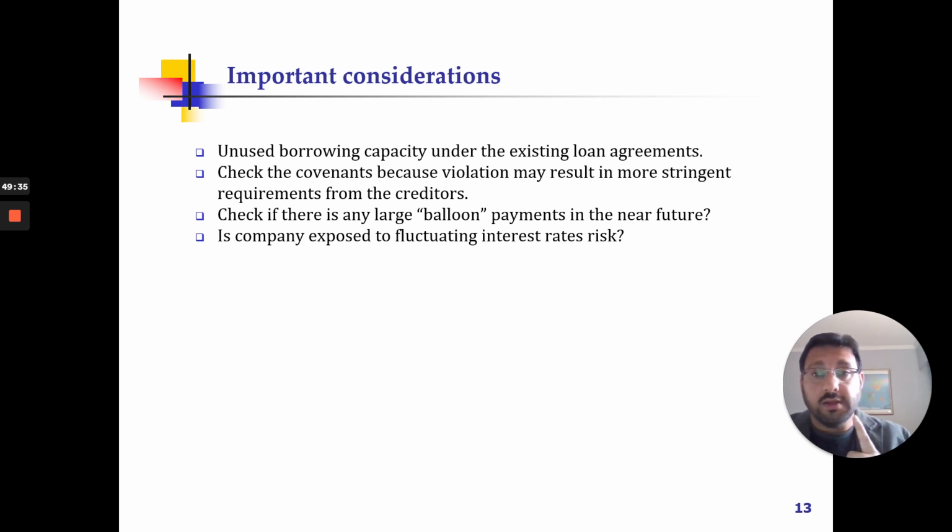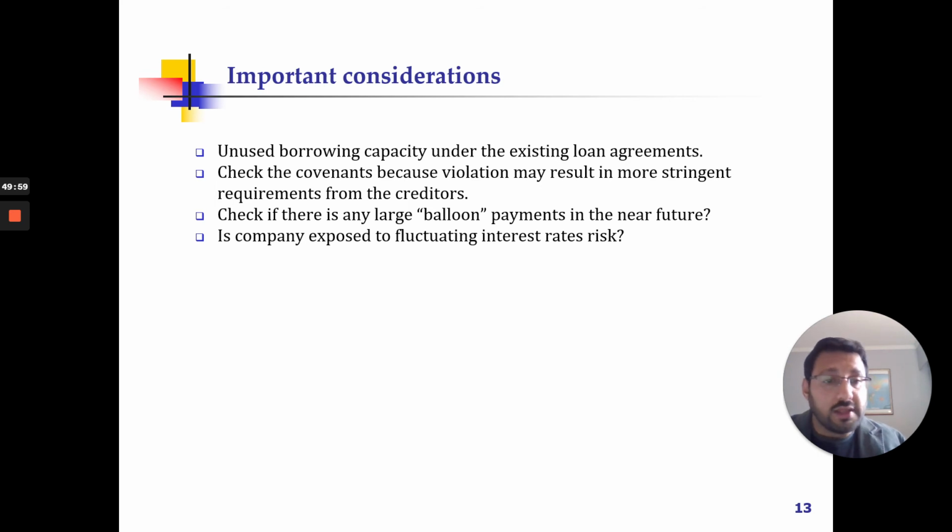You have to pay some importance to these considerations. Unused borrowing capacity: how much unused borrowing capacity is there under the existing loan agreement? I see that for Lululemon, almost everything is not utilized. Out of 400 million, just 1.8 million is used, and that is under the letter of credit. So once the shipment arrives, they will settle it, so no risk over there.